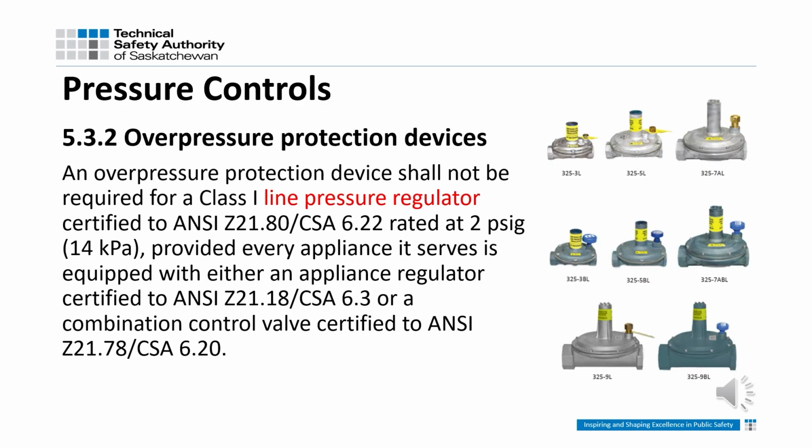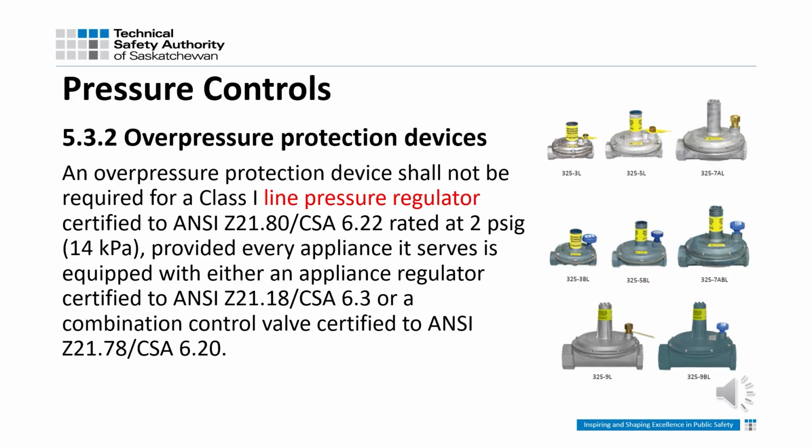5.3.2. Overpressure protection devices. An overpressure protection device shall not be required for a Class 1 line pressure regulator certified to CSA 6.22 rated at 2 psi, provided every appliance it serves is equipped with either an appliance regulator certified to CSA 6.3 or a combination control valve certified to CSA 6.20.